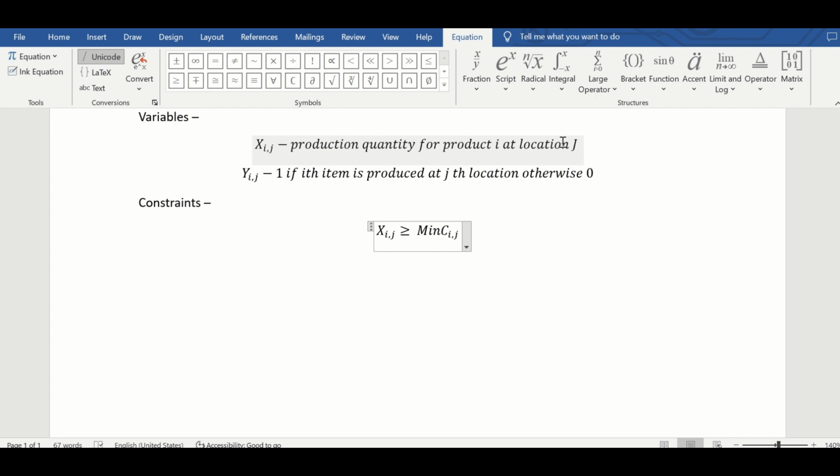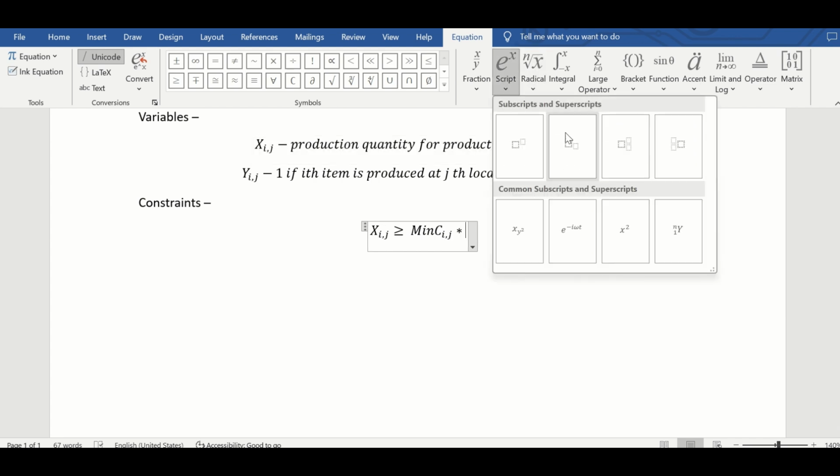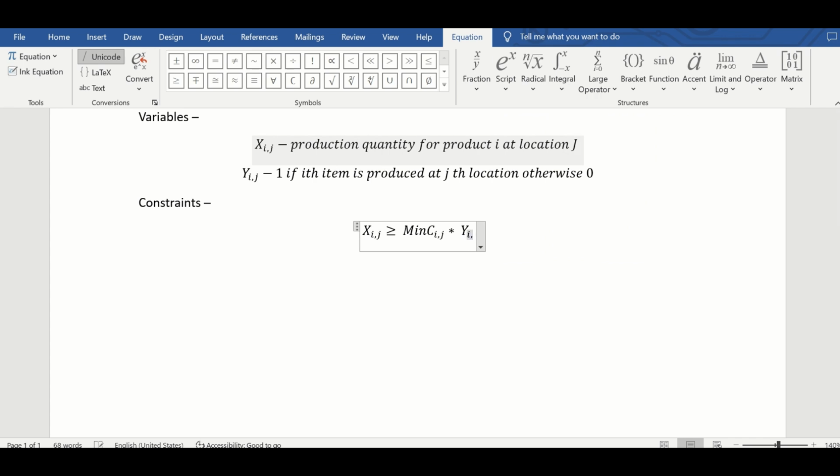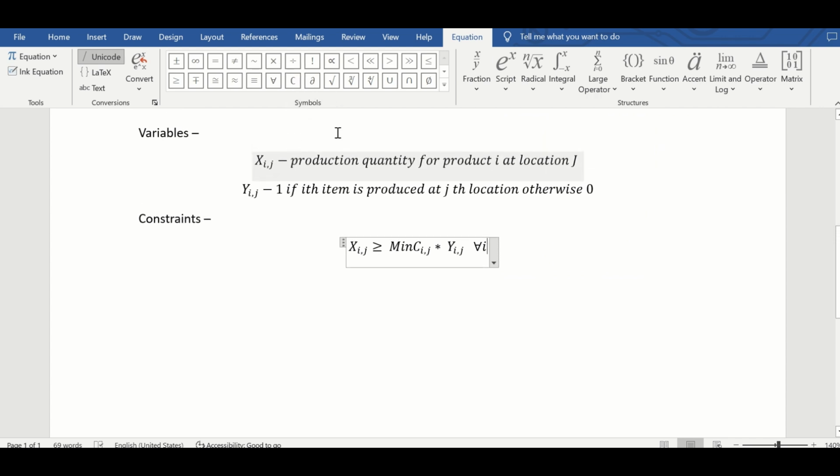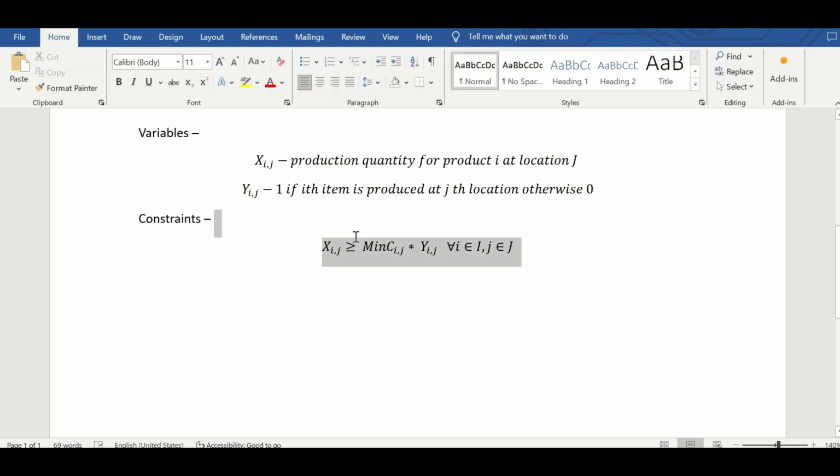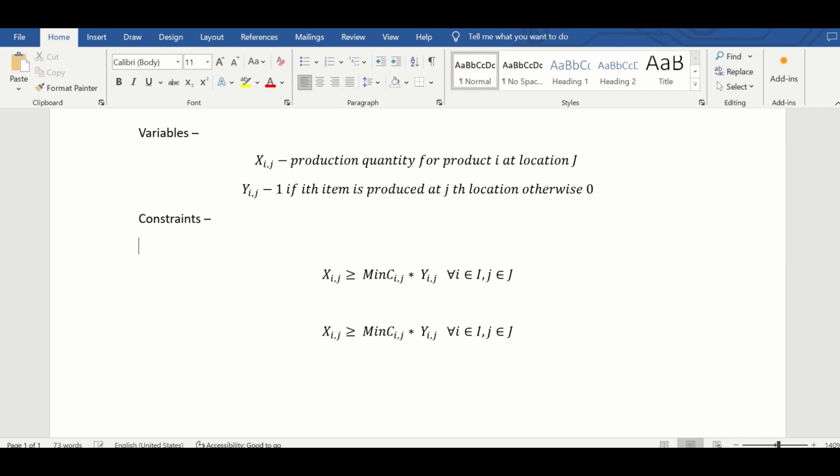Now this is a conditional constraint, so we'll multiply this with the y variable, y I comma j, and this would be applicable for I belongs to set I and j belongs to set J, and we can write that via these symbols. So for now I'll just copy this. This becomes the minimum capacity constraint. I can write here minimum capacity constraint.